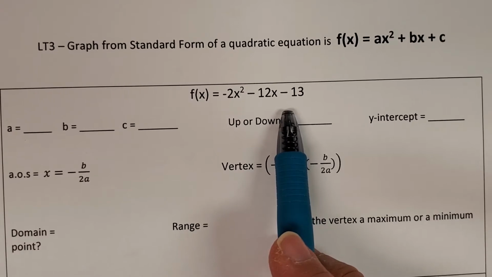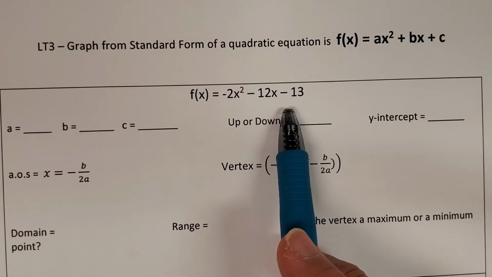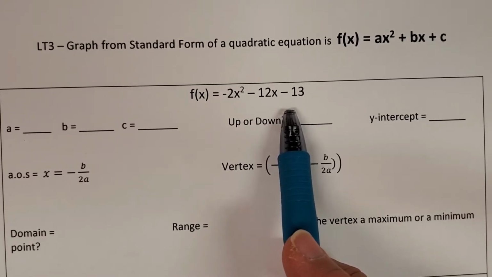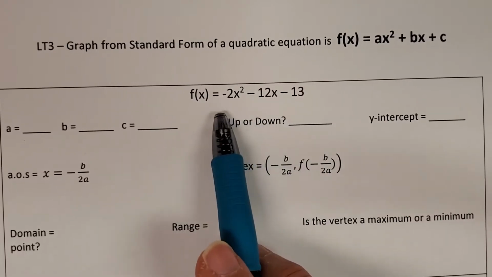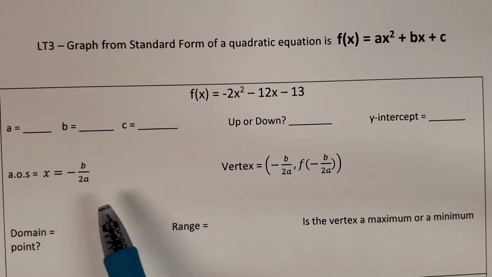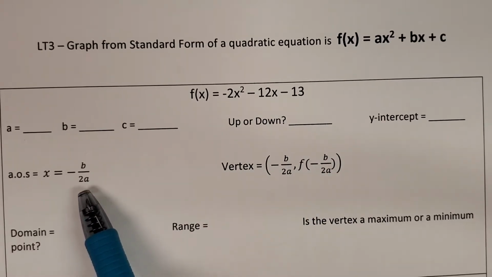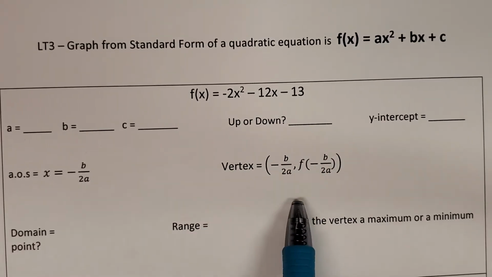So it was really easy when we used vertex form because we could see the vertex. And then we could graph it using our pattern quite quickly. This is going to take a little longer because we first have to find the vertex. That's the first thing you have to do. So we have to find A, B, and C so that we can use our axis of symmetry formula, which was negative b over 2a, to then find our vertex.